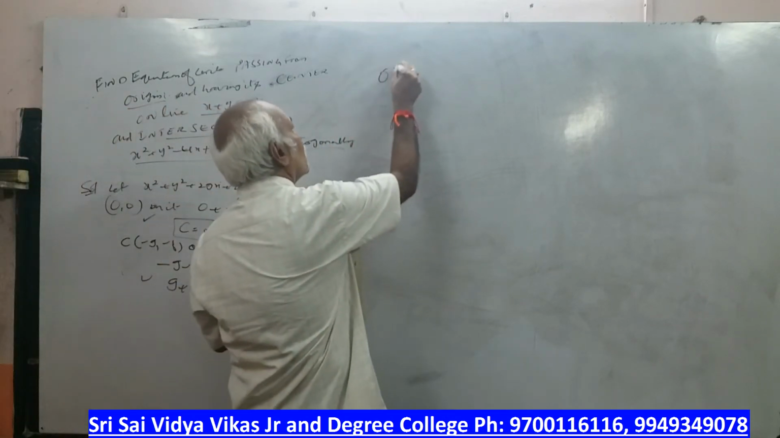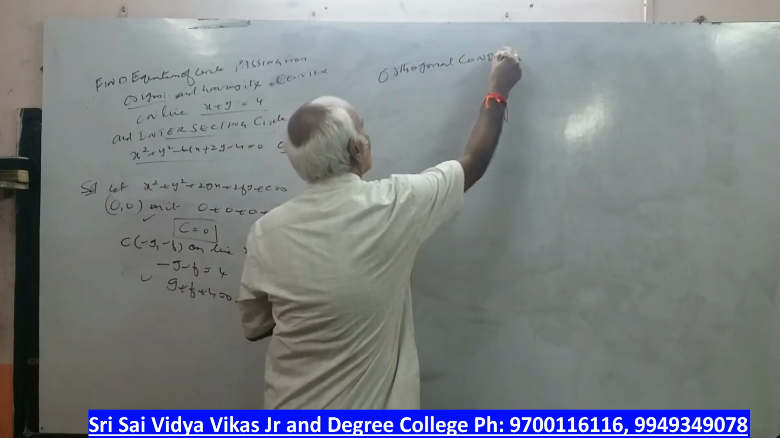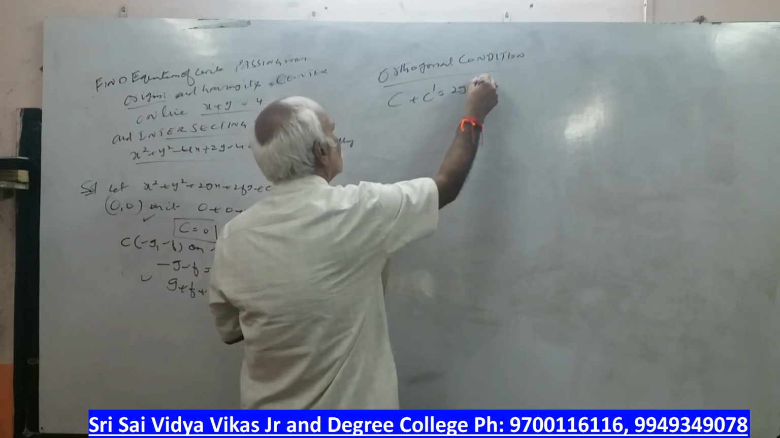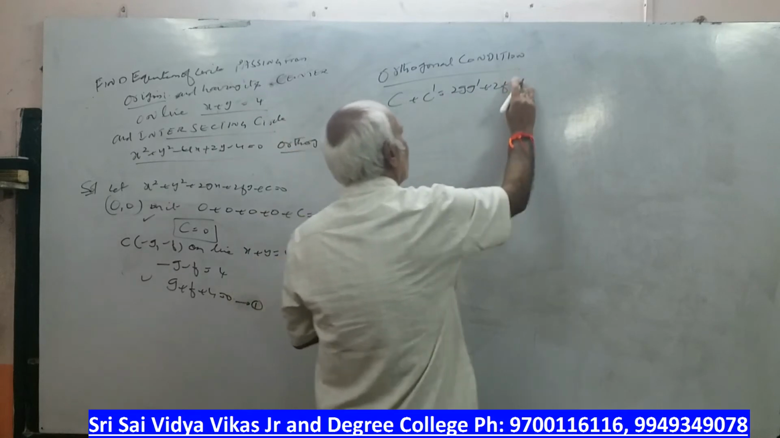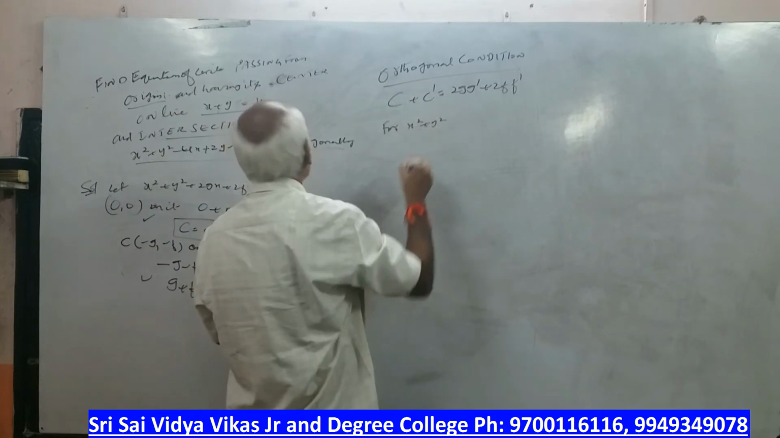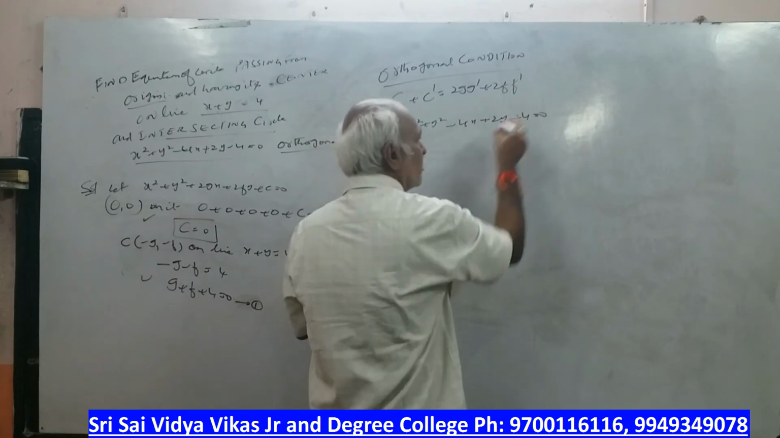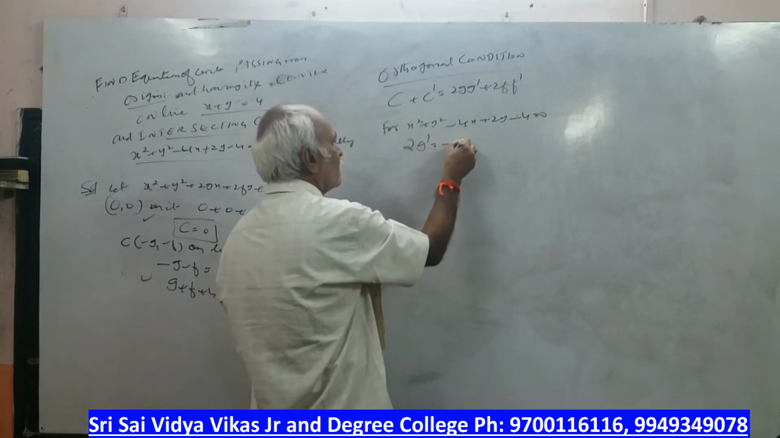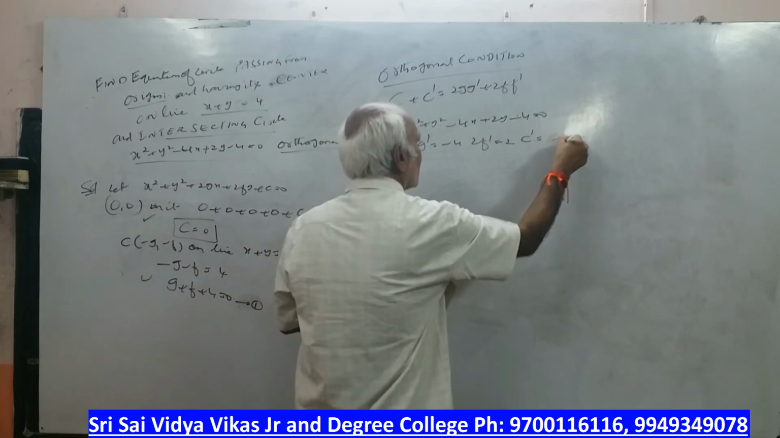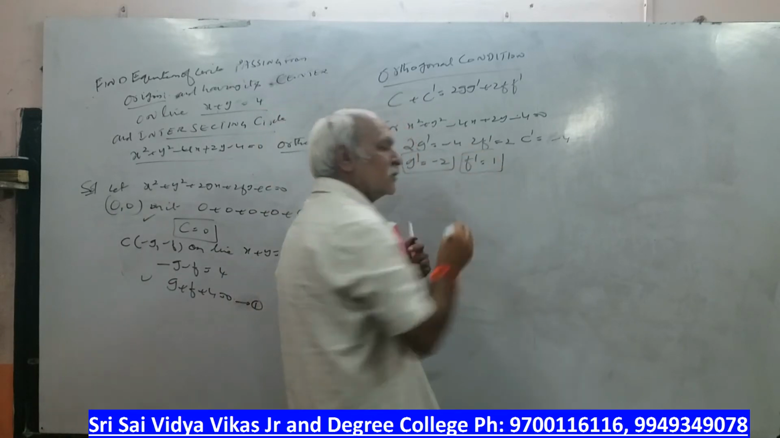Next, the orthogonal condition. What is the orthogonal condition? c plus c dash is equal to 2gg dash plus 2ff dash. For x square plus y square minus 4 is equal to 0, 2c dash is equal to minus 4. So what is g dash? Minus 2, and f dash is 1. Now we got the values.